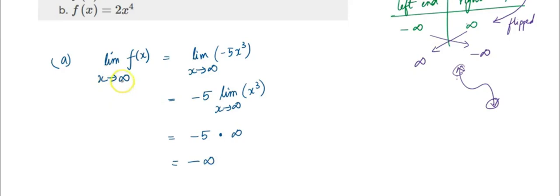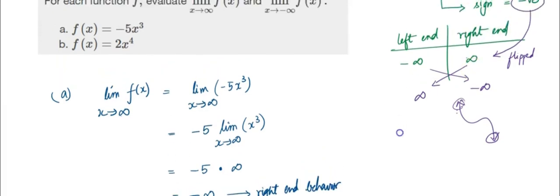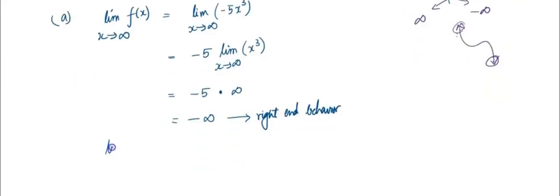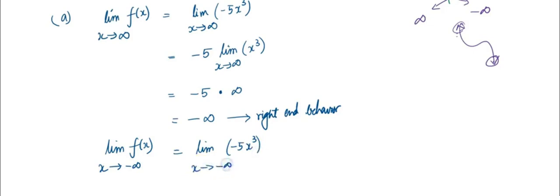Now, x approaches infinity is a right end behavior. So this is our right end behavior. A quick check on our algebra verification. Yes, our right end after the flip gave us negative infinity. Likewise, you're going to now discuss the left end. So that's going to be limit of negative 5x cubed, x approaches negative infinity.